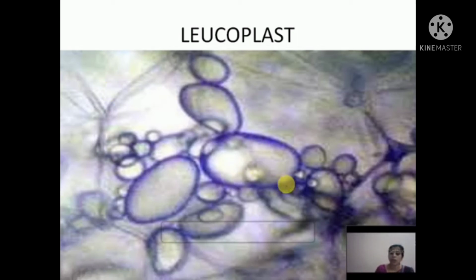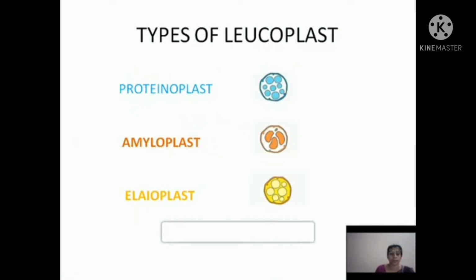Okay, and leucoplasts are of three types: proteinoplast, amyloplast, and elaioplast. This amyloplast is the most important, the greatest among all these three. And these all are easily charged with starch.